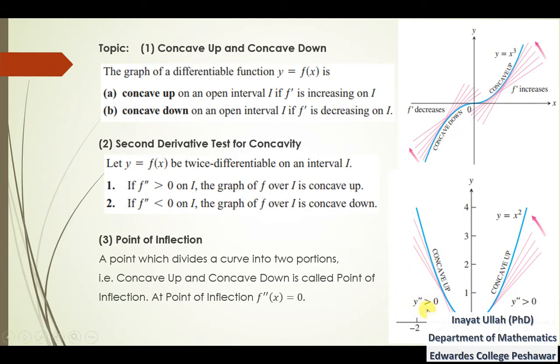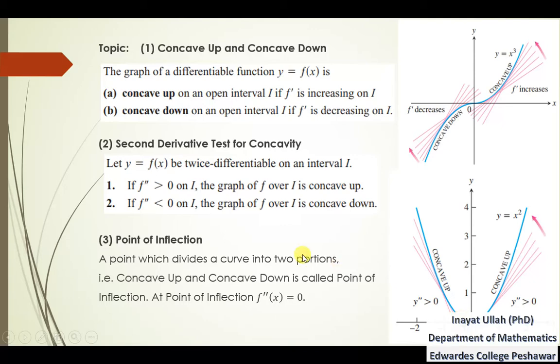So that is how we write here: y double prime will be greater than 0, because y prime is increasing. So the derivative of y prime, which is actually y double prime, will be greater than 0. So y double prime for a concave up portion will be greater than 0.